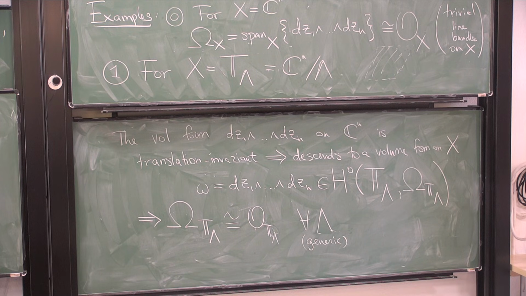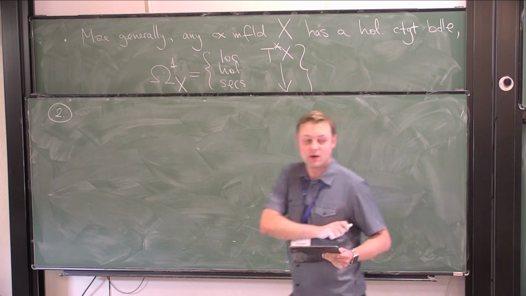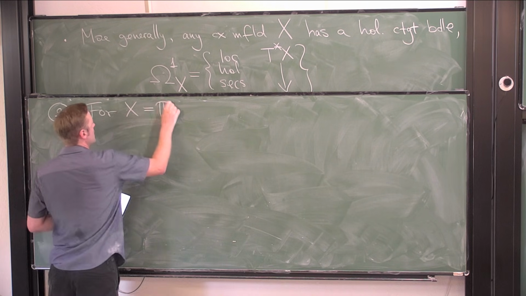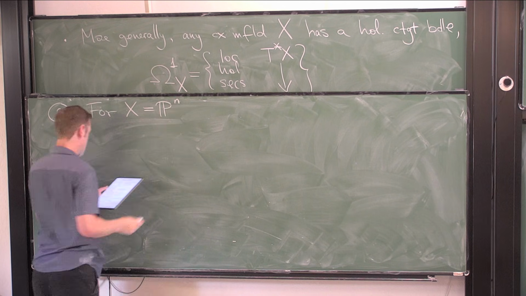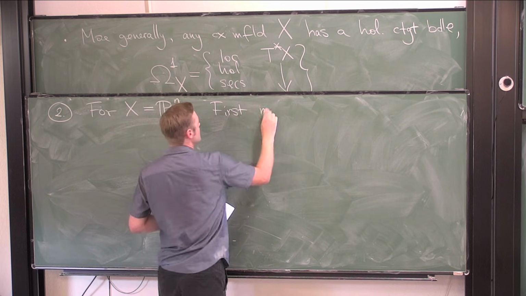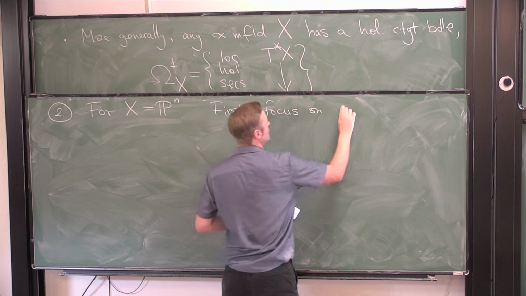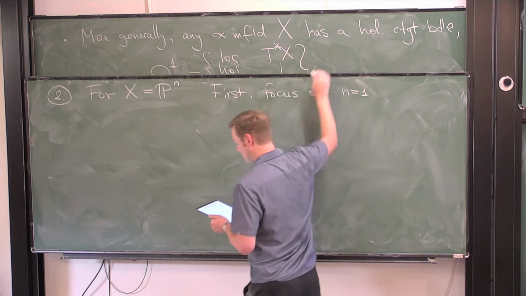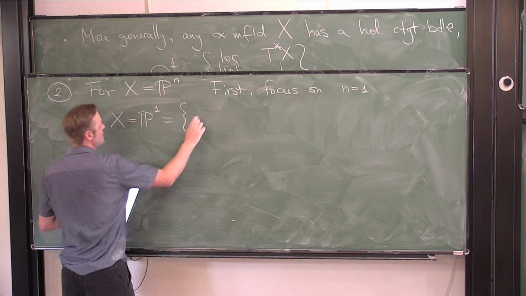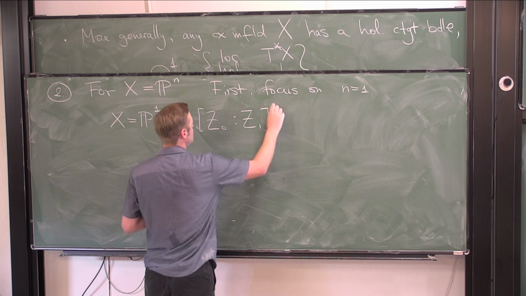Okay, so let's see an example where we don't have a volume form. For X being projective space, first let me just focus on the case n equals 1, just to make things simpler. In this case, X is P1, and it's the set of tuples in homogeneous coordinates like this.